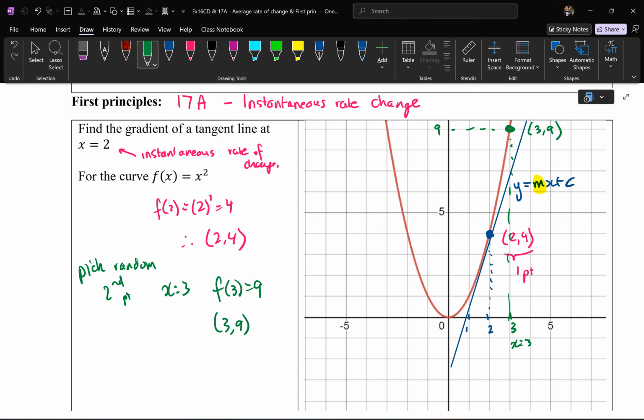Now if I found the gradient for that, in a hypothetical sense, m equals y2 minus y1, you would say 9 minus 4, over 3 minus 2. If I pick those 2 points, the average rate of change from (2, 4) to (3, 9), it's gone up by 5, from 4 to 9, and it's gone across by 1. So you would say 5 over 1. Here's my question. So I'm going to draw that line. So here's your average rate of change.